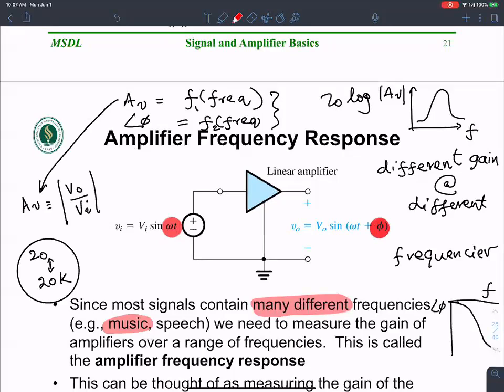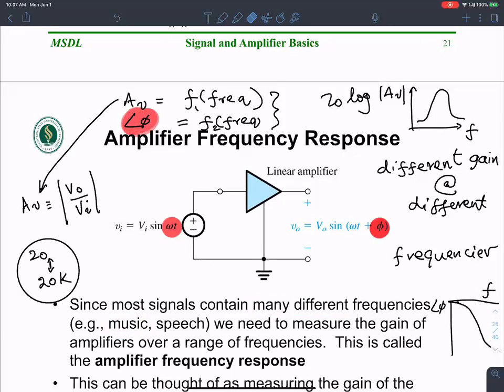Okay, the output has a phase that is not present in the input. The phase response is shown in here. So the output is different from the input in terms of the amplitude and in terms of the phase.